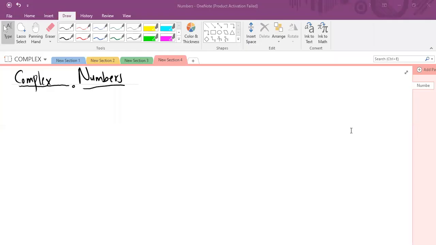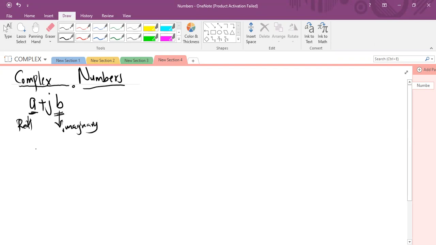Hello, guys. I would like us to look at complex numbers. Now, a complex number is a number that has some real part and some imaginary part. The real part being the part that does not have j, and the imaginary part being the part with j. And this is the imaginary part.